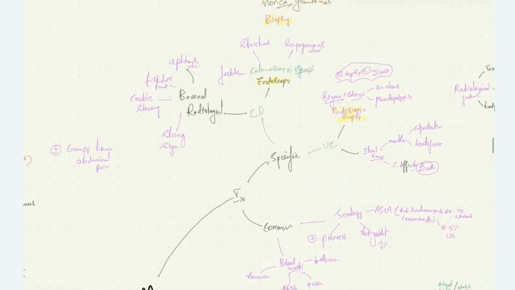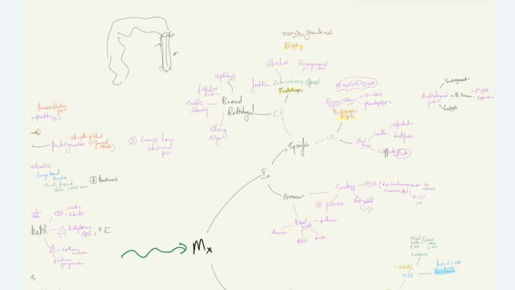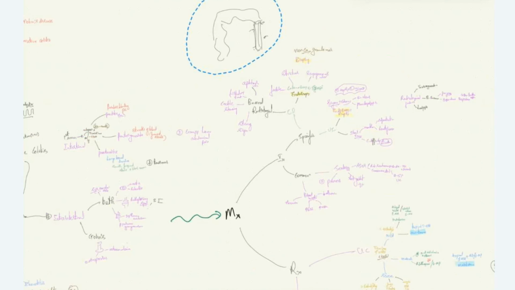What are the radiological findings in Crohn's disease? On barium meal, we can see aphthous ulcers, fistulous tract, cobblestoning, and also the string sign. String sign is when a long segment of colon is fibrotic. It appears as a string, called the string sign of Kantor, seen in Crohn's disease. Now, these are all the investigation findings that we see in ulcerative colitis and Crohn's disease.